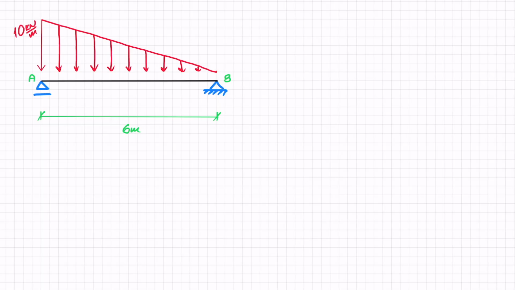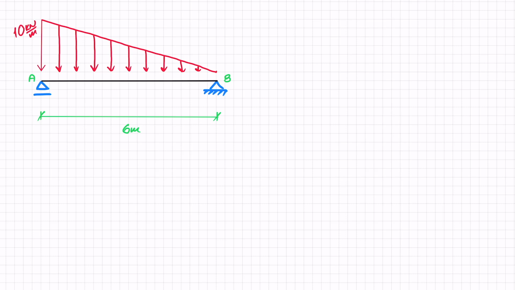So similar to the previous exercise, I've got a simply supported beam of 6 meters. I've got a roller support at A and a pin support at B. The difference though this time is that I've got a distributed load and it's in the shape of a triangle. Exactly the same method applies here. To get the force, I need to figure out what the area of the shape is, and to find moments anywhere, the distance is going to be the distance from the centroid of the shape.